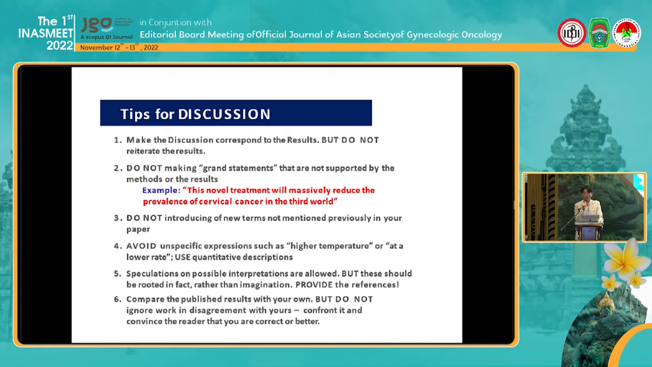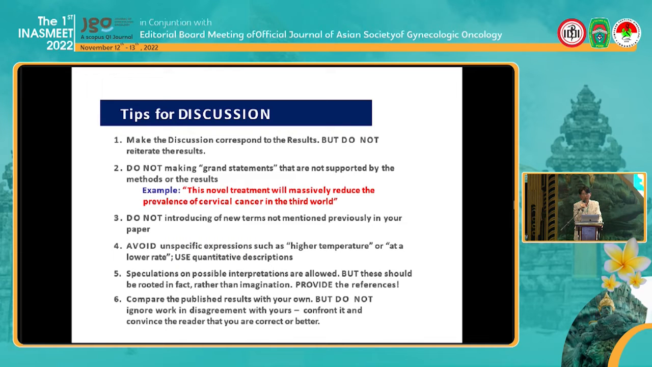There are several tips for the discussion. The first, make the discussion correspond to the result. Do not reiterate the result. And do not make grand statements that are not supported by the method or your own result data. Example: this novel treatment will massively reduce the prevalence of cervical cancer worldwide. There are three grand statements: the novel, massively, and worldwide.